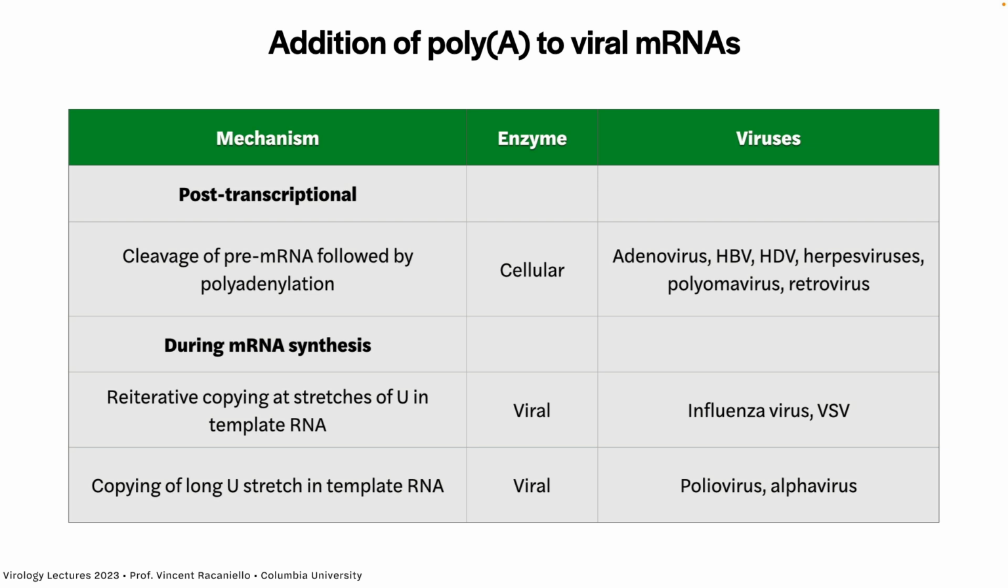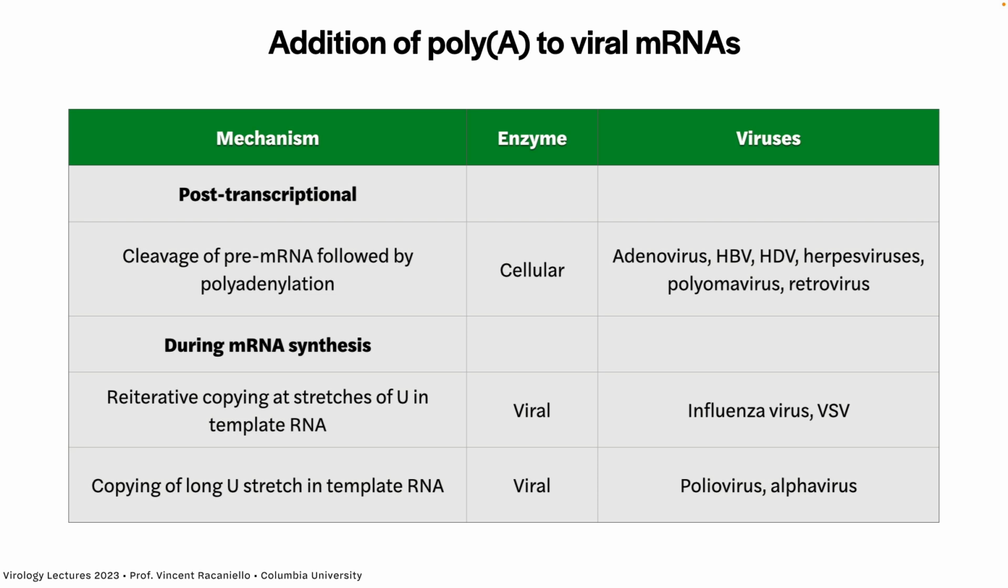And then there's the strategy of poliovirus and flaviviruses where the minus strand has a lot of U's in it. And those are simply copied to make A's. So copying of U stretches in the template RNA. Now, of course, the virus delivers a plus strand with A's in it, which is copied to make a negative strand that has U's in it, and that's copied again to make the poly-A. It's poliovirus and alpha viruses, not flaviviruses. Not all flaviviruses are polyadenylated.